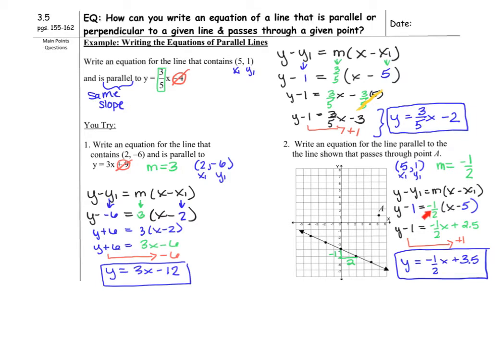So when you distribute the -1/2 to the -5, the negative times the negative is a positive, and then 5/2 will divide out to 2.5. Then when you add the 1 over, you'll get 3.5. So we should be able to graph this and check our work.